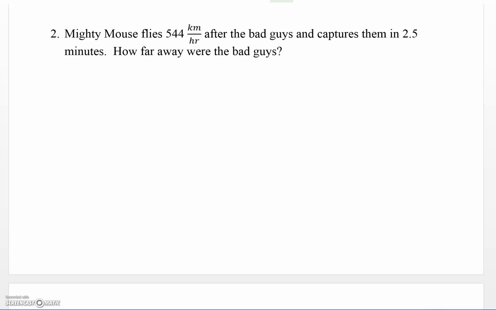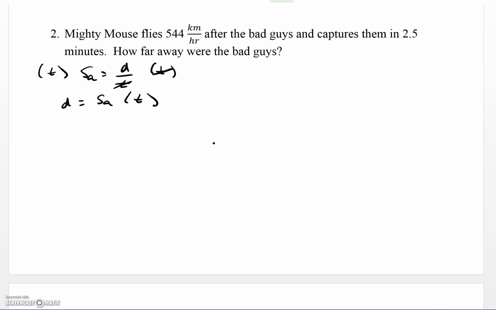So first we're going to start out by writing our equation that we know. So we've got our average speed equals our distance divided by our time. When the question says how far away, it's asking us to calculate the distance. So we're going to need to algebraically manipulate our equation to get distance by itself. So we're going to need to multiply both sides by time. Time's going to cancel out, and we're going to be left with distance equals our average speed times our time.